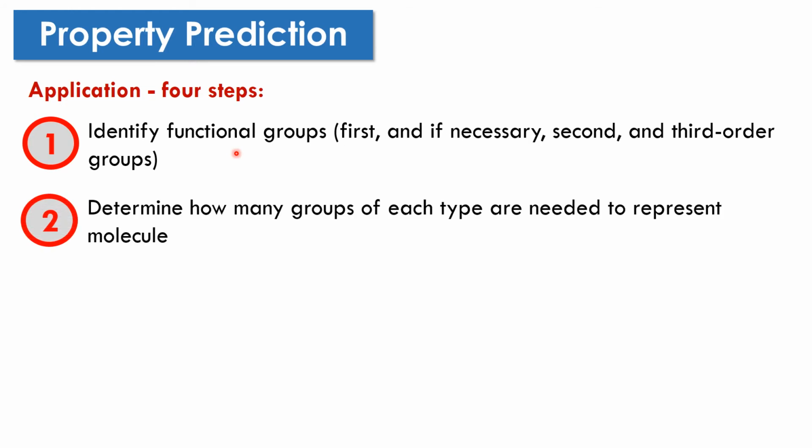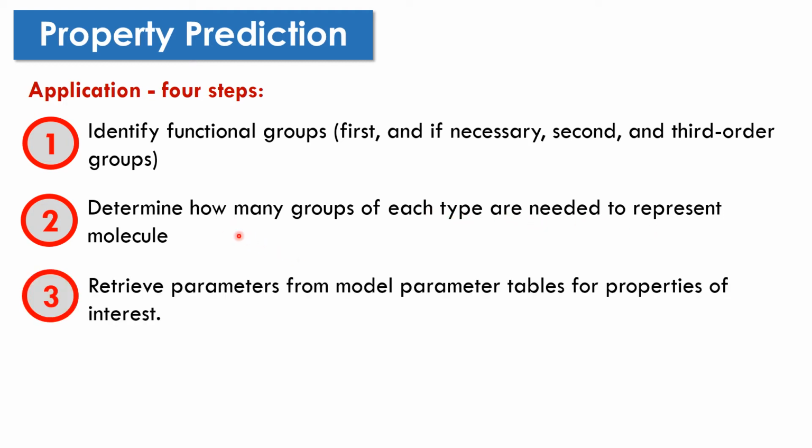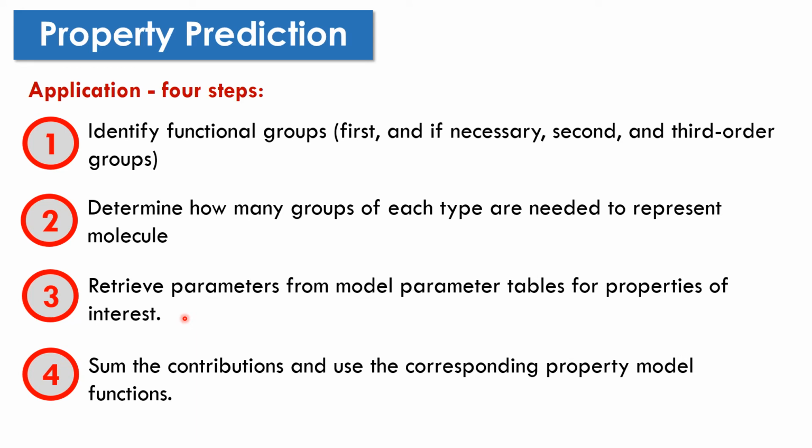And of course, determine how many groups of each type are needed to represent the molecule. After you have represented the molecule using the molecular vector for first order, or maybe second and third order as well, you can retrieve the parameters from the model parameter tables for the properties of interest. Then we can calculate the right side of the Marrero-Gani equation, whereby you sum all the contributions, and then use the corresponding property model, which is on the left side of the model.